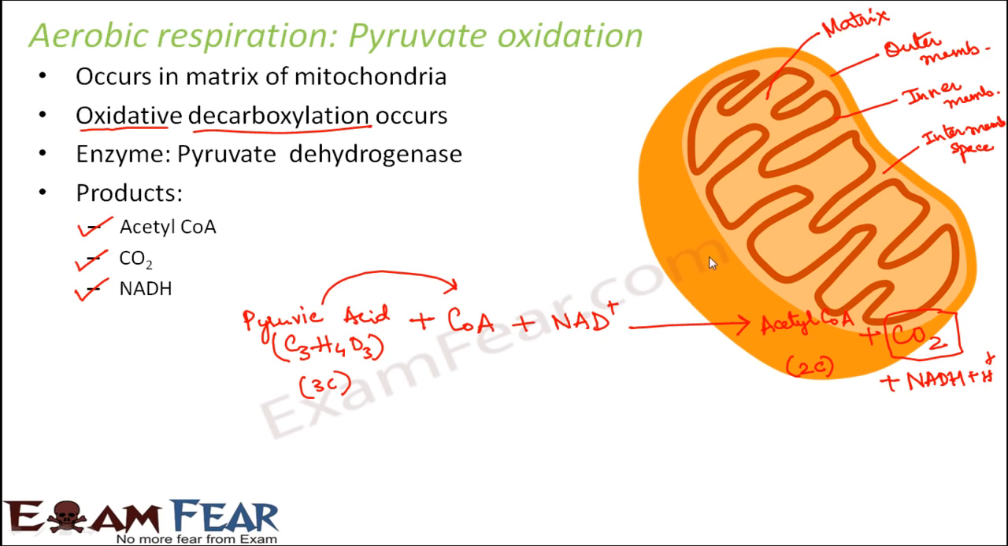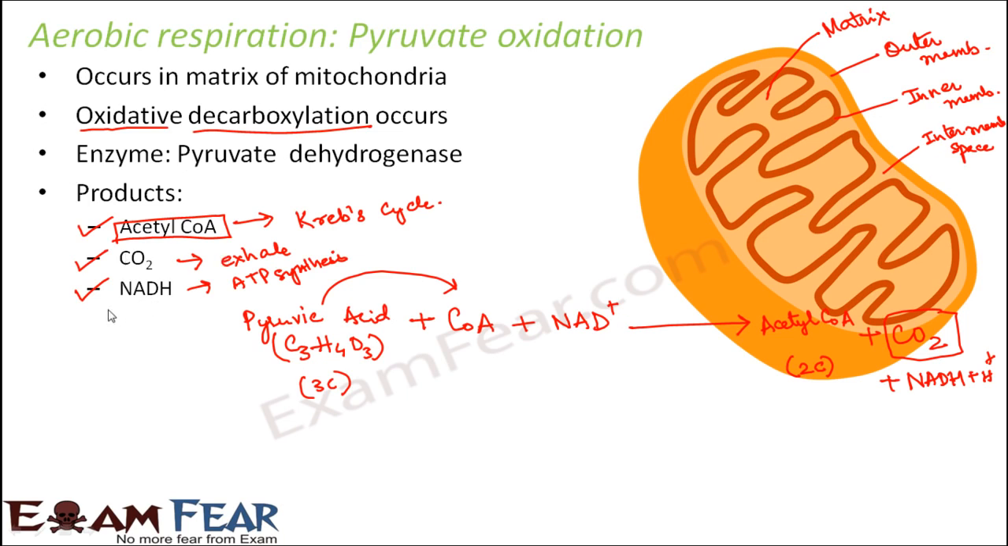The acetyl coenzyme A is the main product of this step, and this acetyl coenzyme A will enter the next step, that is the Krebs cycle. So this will get into the Krebs cycle, and this CO2 is the one which is exhaled. And this NADH, being an energy-rich molecule, will be utilized for ATP synthesis. Now if you talk about the final conclusion of pyruvate oxidation, what exactly is formed in this step? Here acetyl coenzyme A is formed and NADH is also formed.